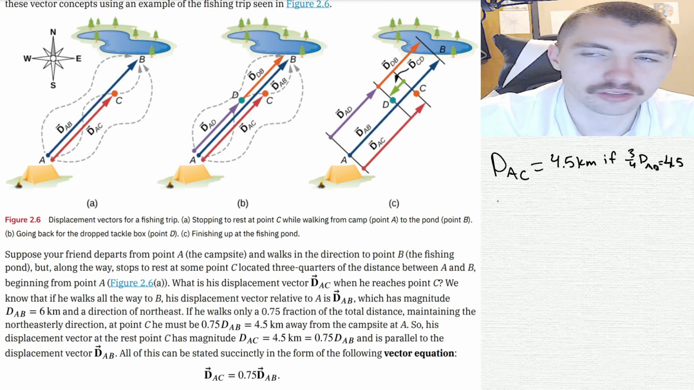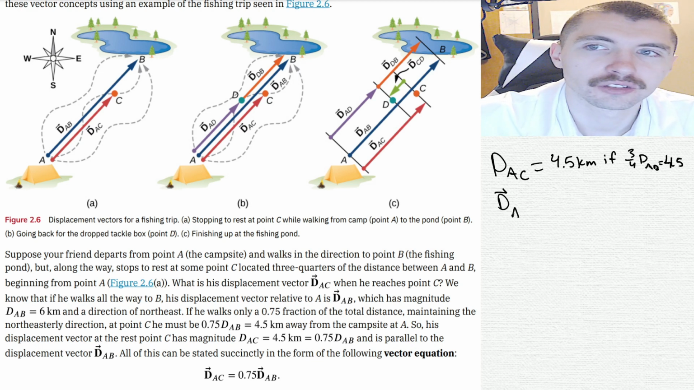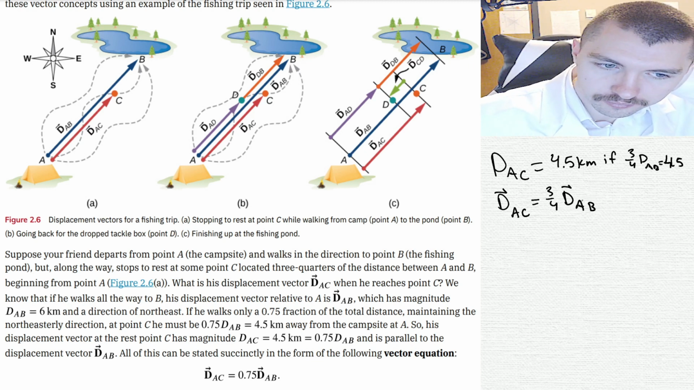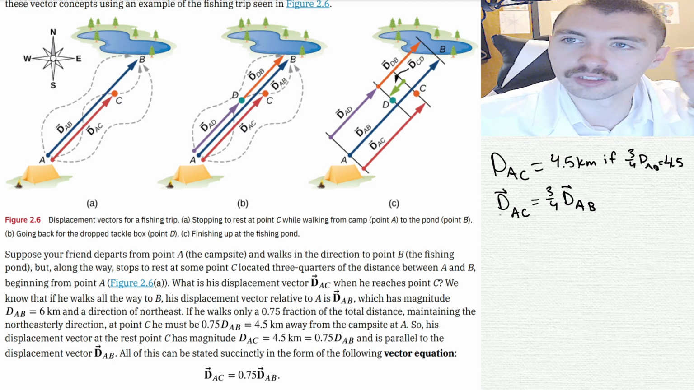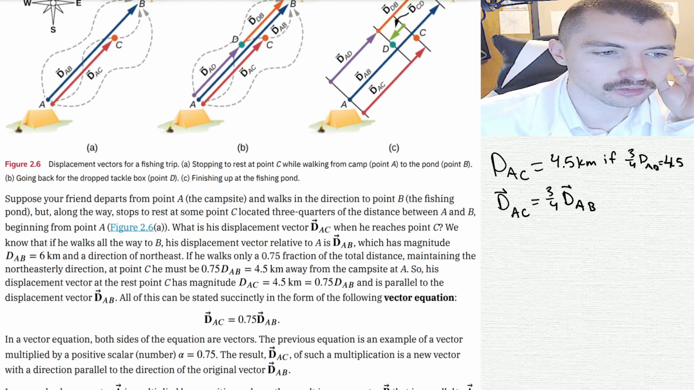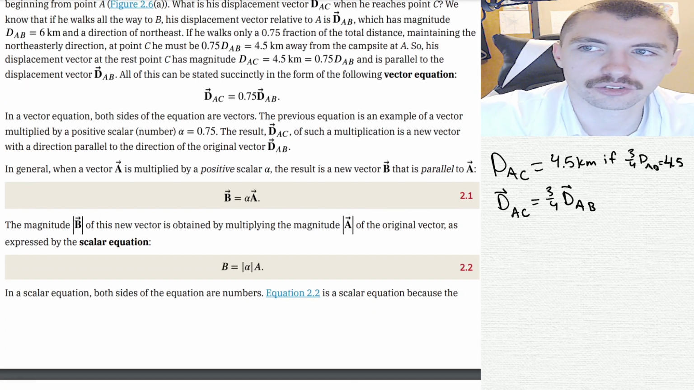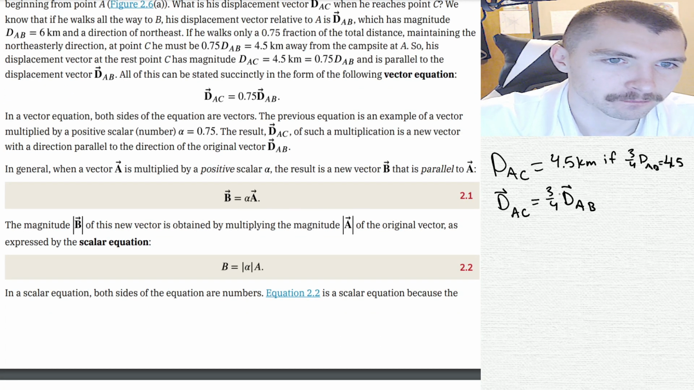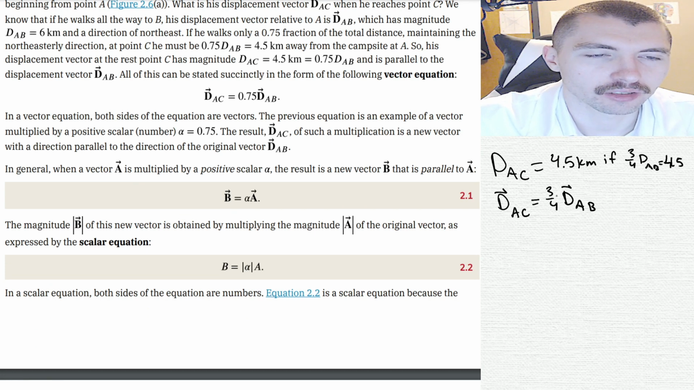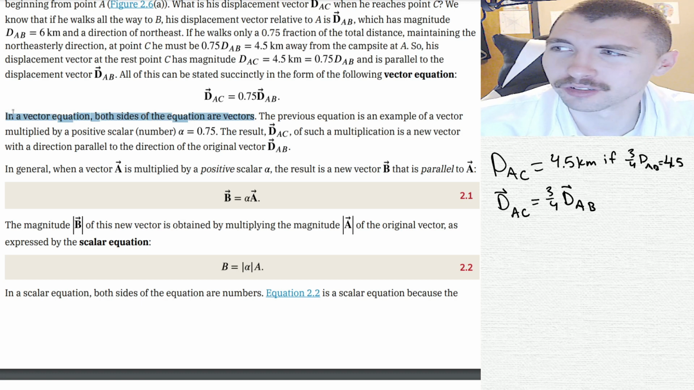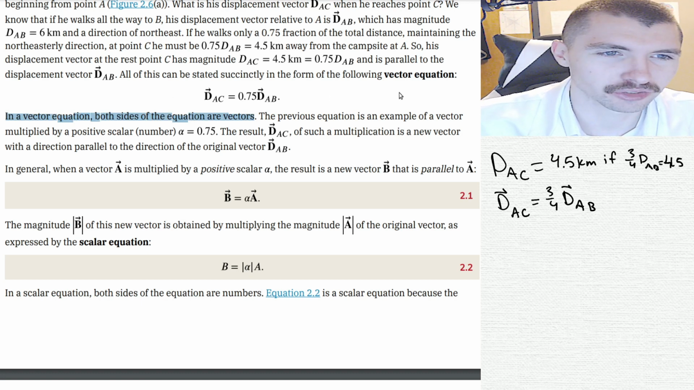So basically, D AC is 3/4 D AB. Now this is our first vector equation. In a vector equation, both sides of the equation are vectors. Okay, I might not have seen that before. I mean, this seems important. Both sides of the equation are vectors.